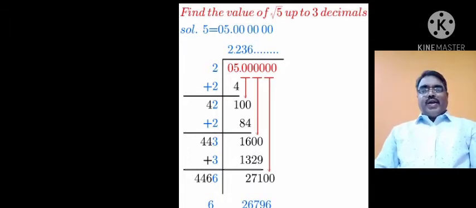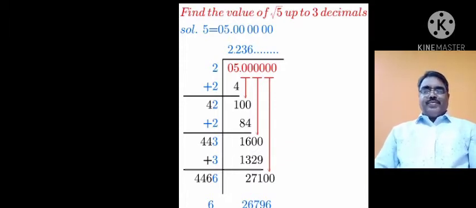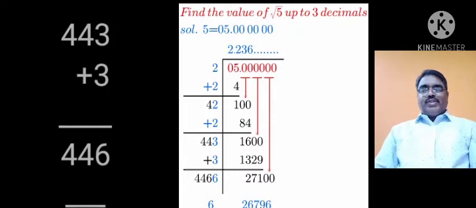How do you get 3 here? Just a simple method. Divide 160 by 44. You get 3 point something. Omit the decimal part. Take the integer part 3. That must be taken here. 443 into 3, you get 1329. Subtract 1329 from 1600. You get 271. Bring down the next pair of digits, 0, 0 here. You get here 27,100. And here in the divisor, add 443 plus 3, you get 446.